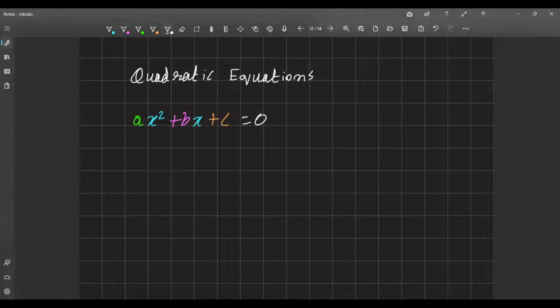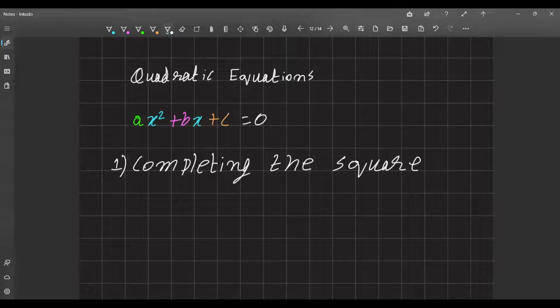The first method of solving the quadratic equation is completing the square. So it would be completing the square.